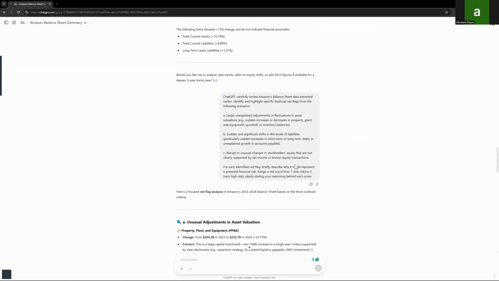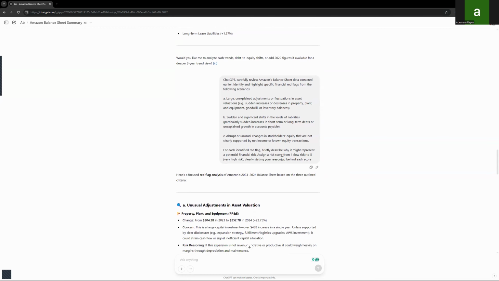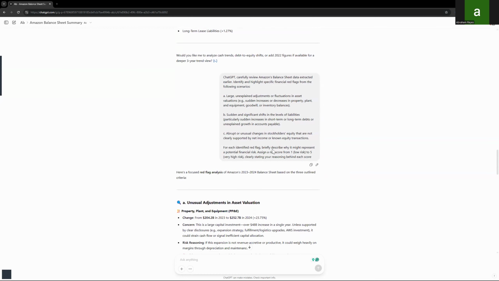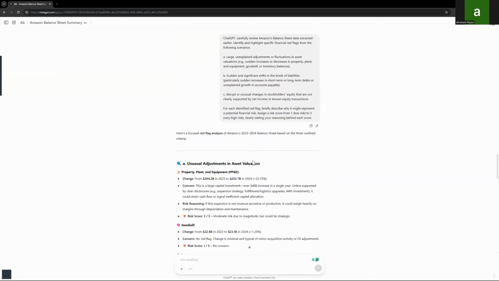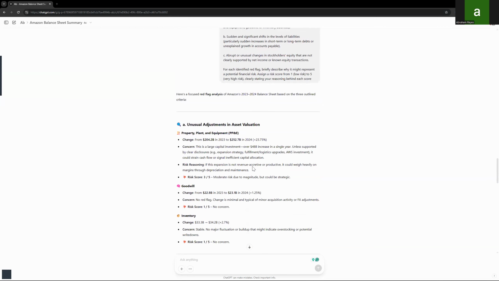C, abrupt or unusual changes in stockholders' equity that are not supported by net income or non-equity transactions. For each identified red flag, briefly describe why it might represent a potential financial risk, assign a risk score from 1, low risk, to 5, very high risk, clearly stating your reasoning behind each score. Now let's have a quick look at what ChatGPT gives me.